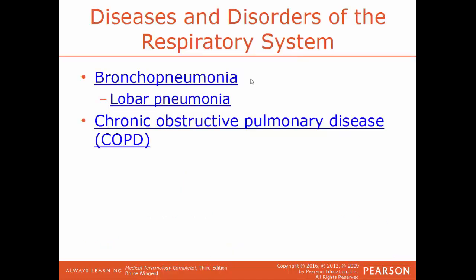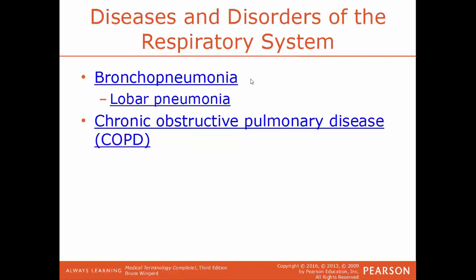So our next term, bronchopneumonia. This is a particular type of pneumonia, which is the inflammation of the lungs. And this will arise from the bronchi or the bronchioles, the small branches of the bronchial tubes within the lungs. This infection will eventually lead to the tiny air sacs of the lungs, the alveoli, to be filled up with fluid or with pus. And when that happens, then they can't work.